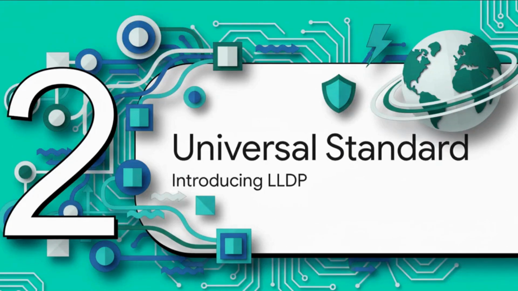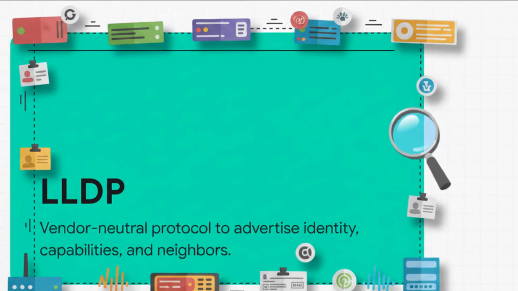Introducing the Universal Standard. So that standard gives us LLDP, which stands for Link Layer Discovery Protocol. This is a totally industry standard, vendor-neutral protocol. Its entire job, literally its whole purpose, is to be used by network devices to advertise their identity, their capabilities, and exactly who their neighbors are on a local network.